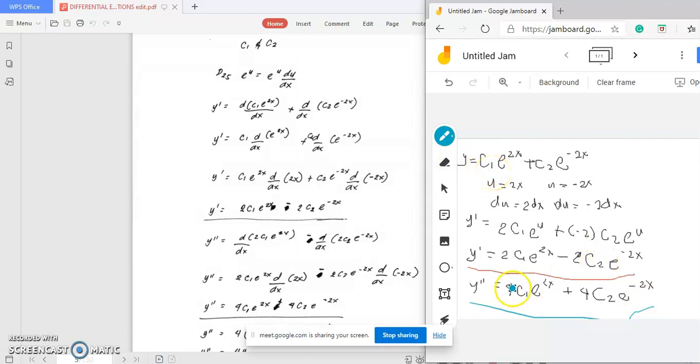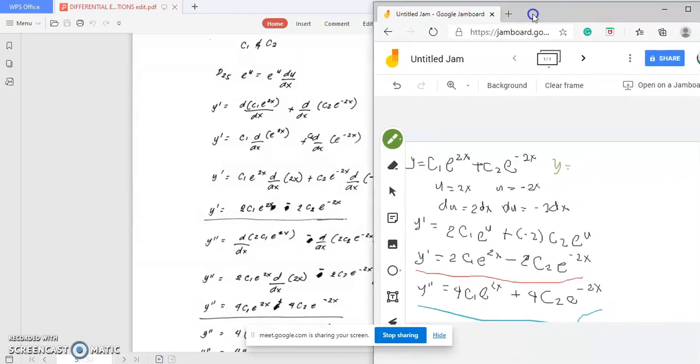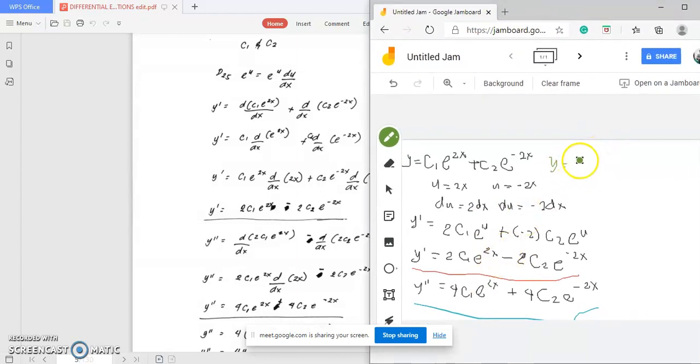Now, if you could see this one, we could separate the 4, right? We could separate the 4. So therefore, we could have y is equivalent to 4 times c sub 1 e to the power of 2x plus c sub 2 e to the power of negative 2x.